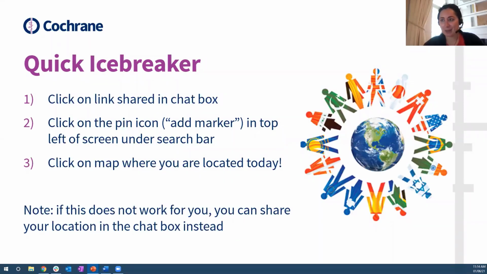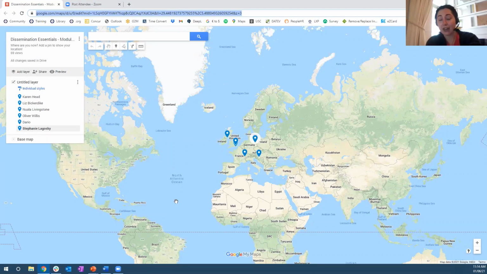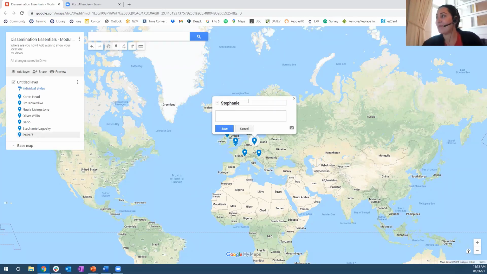So we're going to try a quick icebreaker. There should be a link in the chat box that Dario is sharing. We invite you to click on that link, which will take you, hopefully, to this page. This may not work if you're not logged into a Google account. If that's the case, please just participate by using the chat box in Zoom. By now, hopefully, you're seeing this screen. Click the top corner, where there's a little pointer symbol that says Add Marker. Click on that and put it somewhere in the world where you are joining us from today. You can write your name. I'm joining from Germany, and there I am right there. I'm going to refresh the screen in a bit to see where everyone else is joining us from.